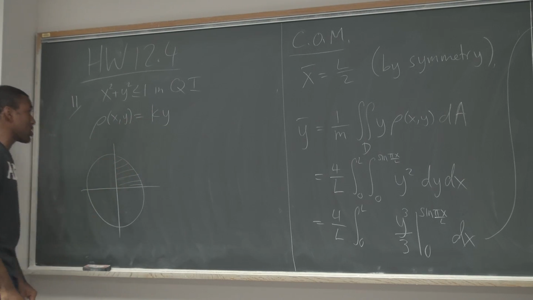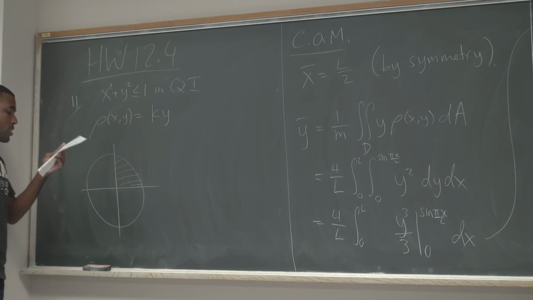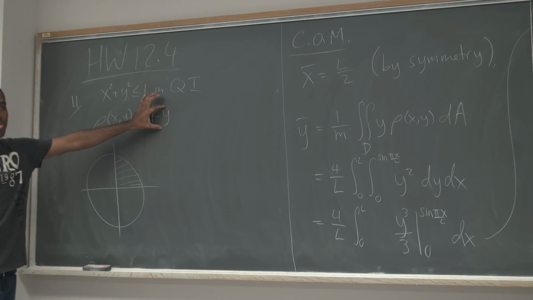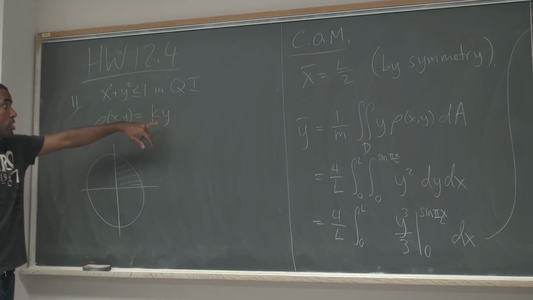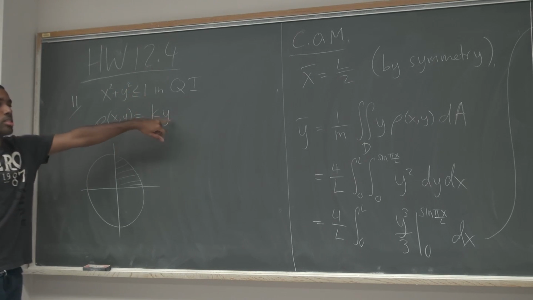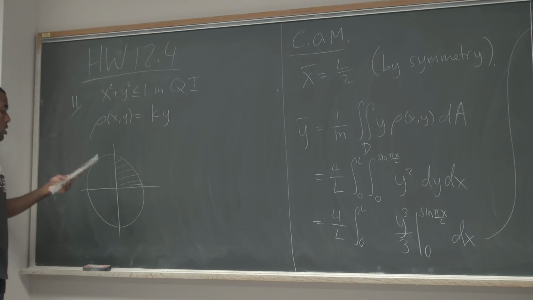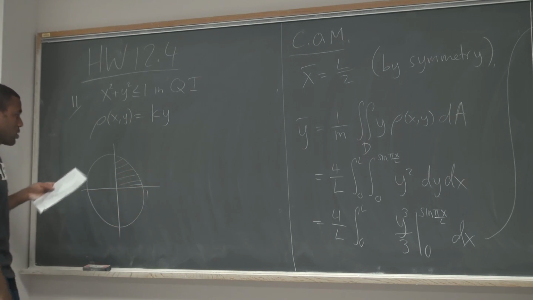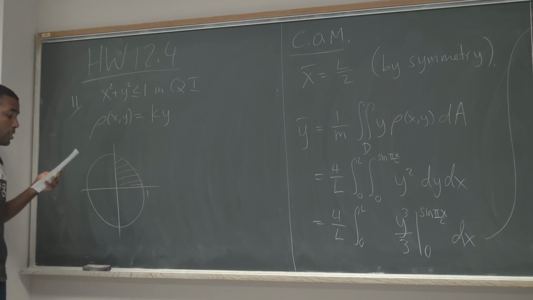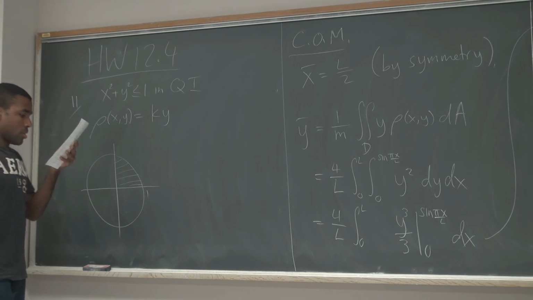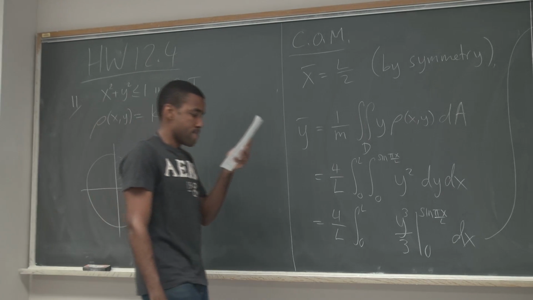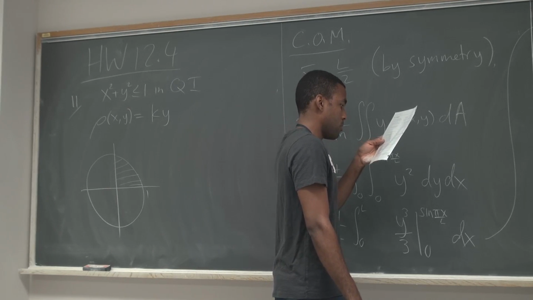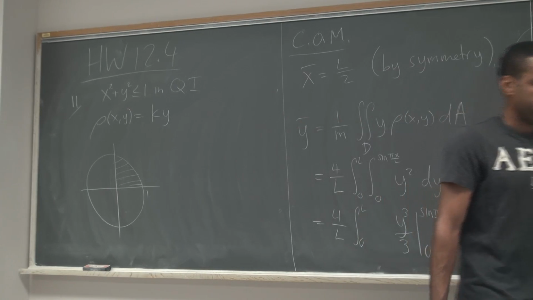So we're just a quarter circle here because we are in the first quadrant. The y coordinate measures the distance from the x-axis. So being proportional to the distance from the x-axis means you're a constant times y. This is just a circle of radius 1, so that's our lamina here. Okay, find the center of mass.